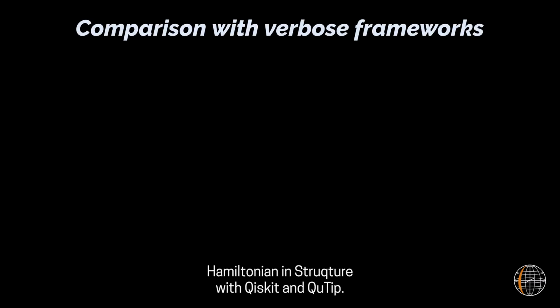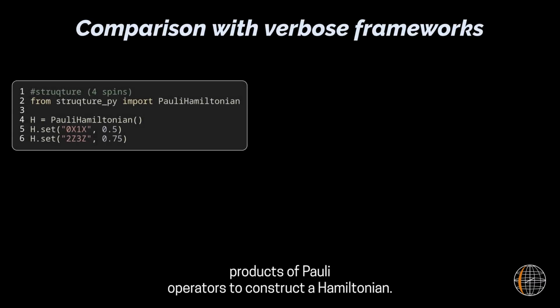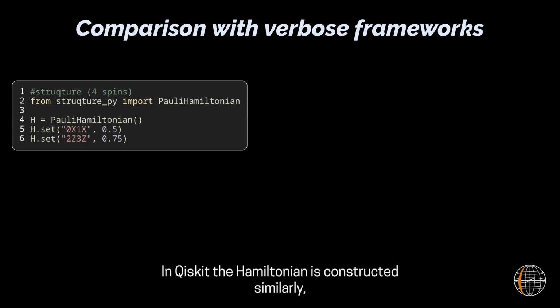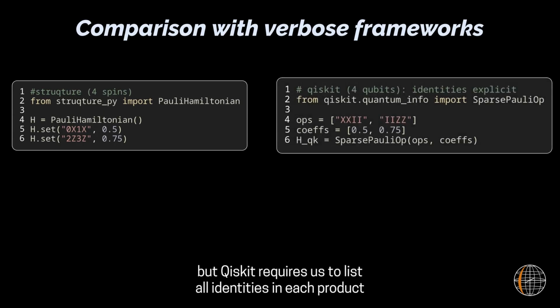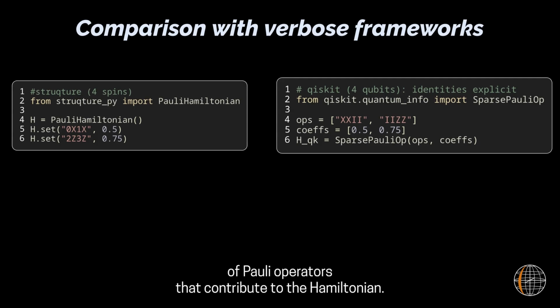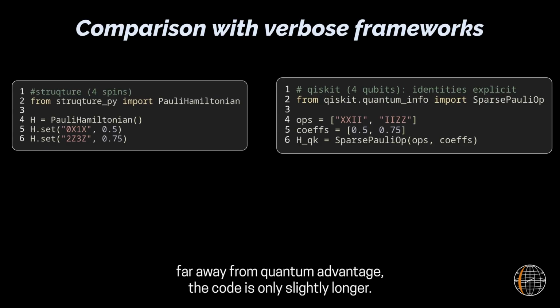Let's compare creating a Hamiltonian in Struqture with Qiskit and QuTip. In Struqture, we just add the two products of Pauli operators to construct the Hamiltonian. In Qiskit, the Hamiltonian is constructed similarly, but Qiskit requires us to list all the identities in each product of Pauli operators that contribute to the Hamiltonian. In the case of 4 qubits, far away from quantum advantage, the code is only slightly longer.